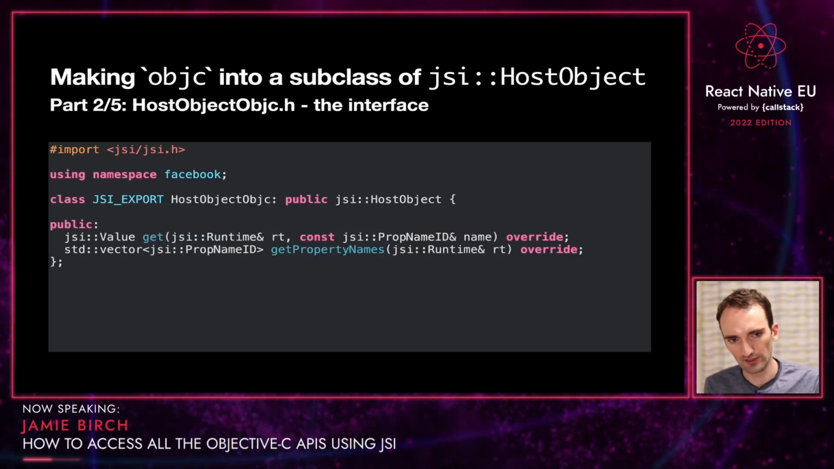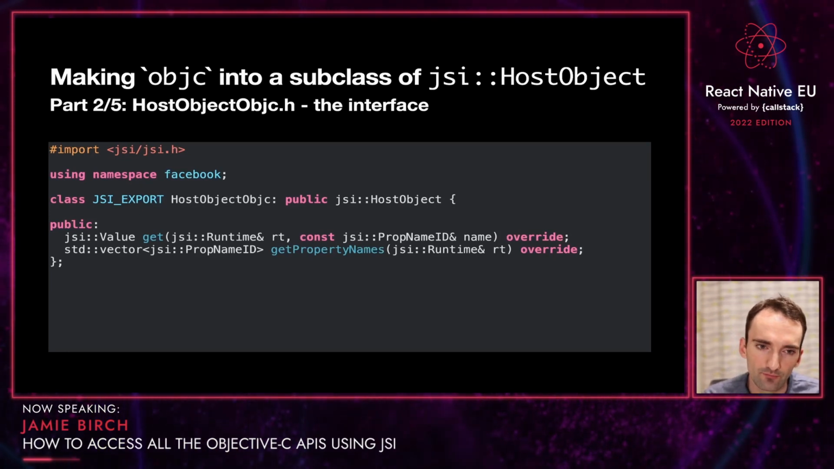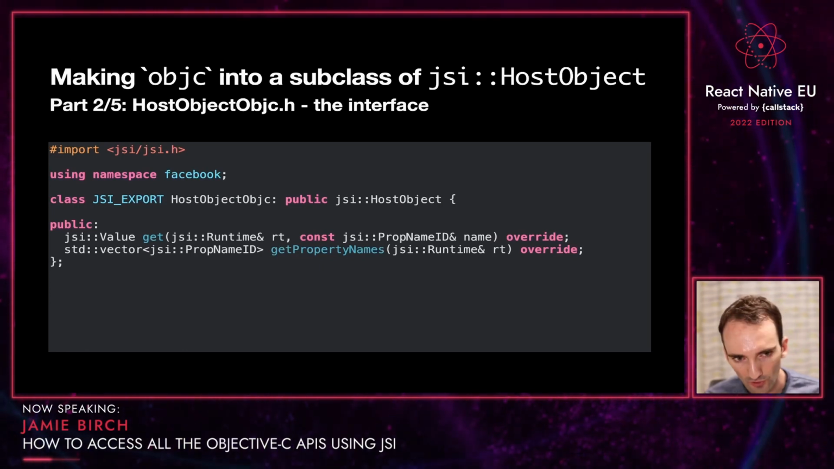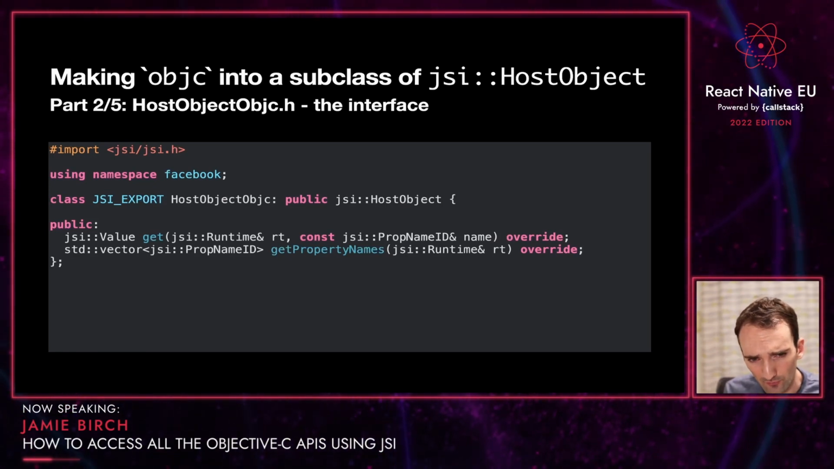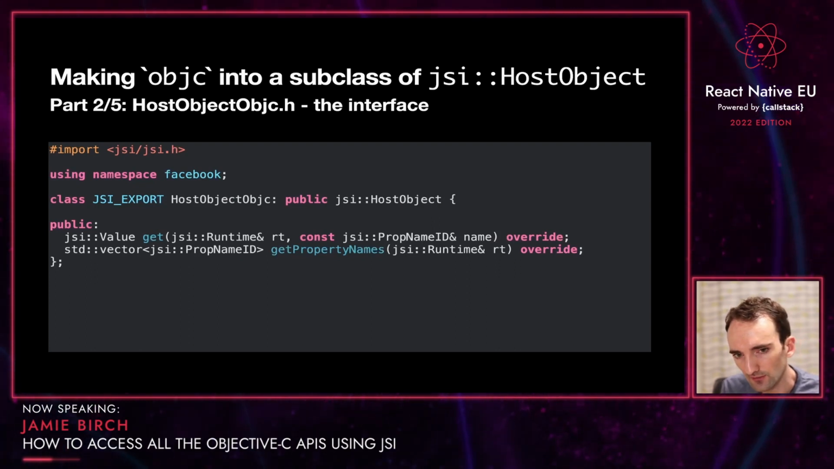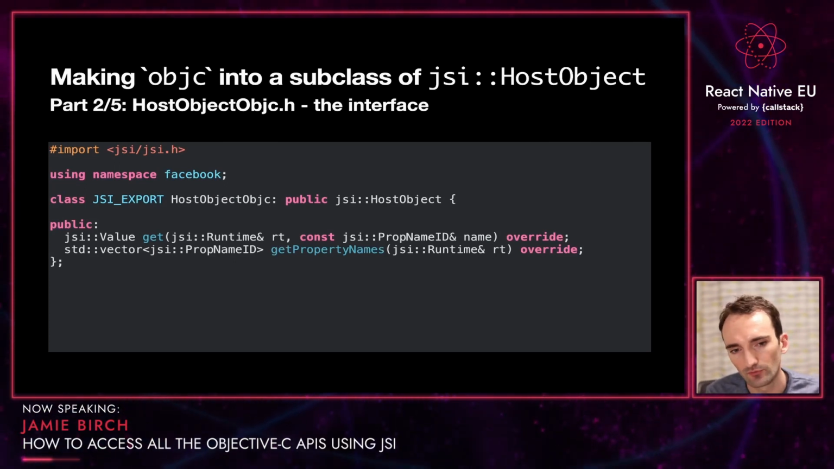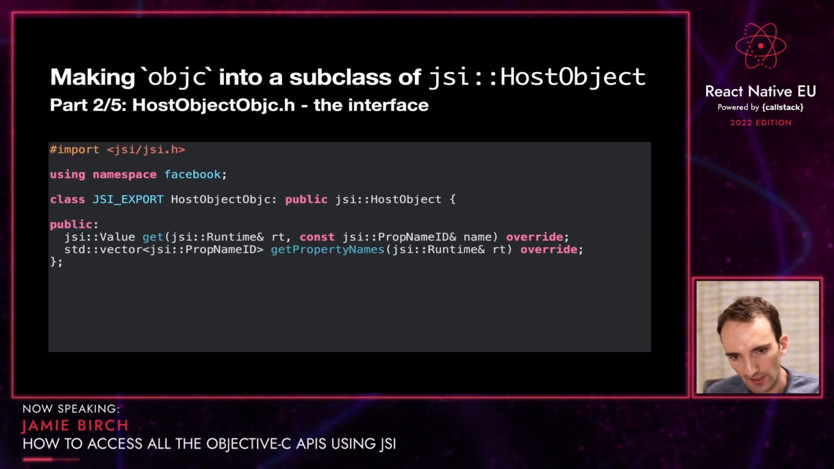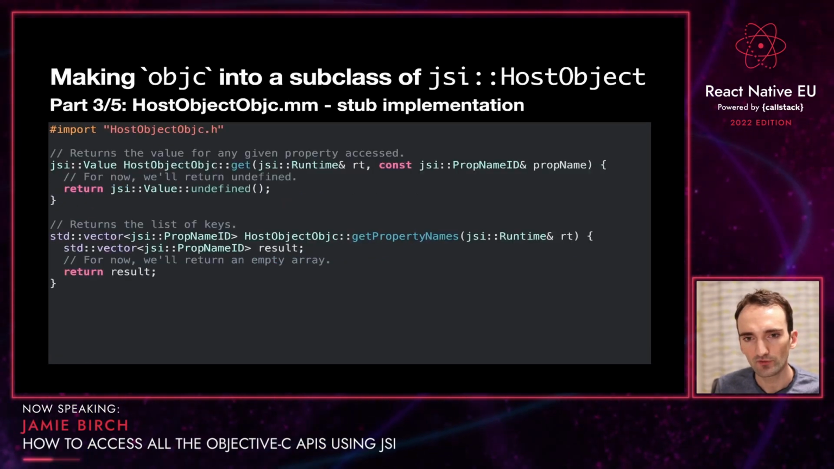And here's where we start really seeing some JSI. Here's the interface. We're going to import the JSI headers, and we're going to use namespace facebook to shorten our imports. We've got a class with a macro, I think that might be, I don't really know, JSI export. Our class named host object ObjectiveC is extending a JSI host object. And so it's going to override a couple of host object APIs. It's got the get API and the get property names. And on the next slide, I'll explain what they actually do. So this was the interface. Let's move into the implementation.